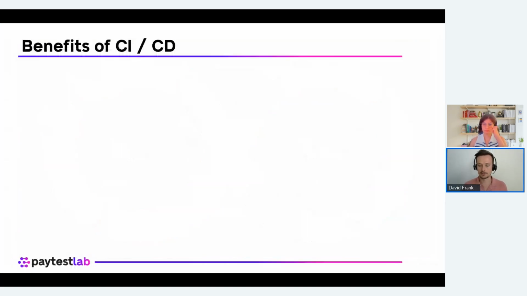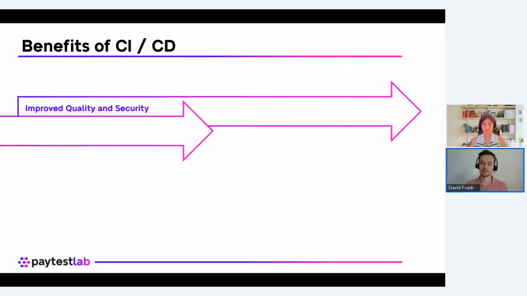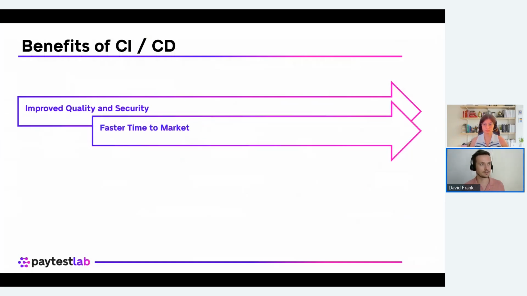There are clearly some benefits to that. So first of all, you are drastically improving the quality and the security of your software because you can test way more and more often, which improves your overall software stability. Then you have a faster time to market as you're now able to test on a daily, weekly, monthly basis instead of just testing at the end of your sprint.